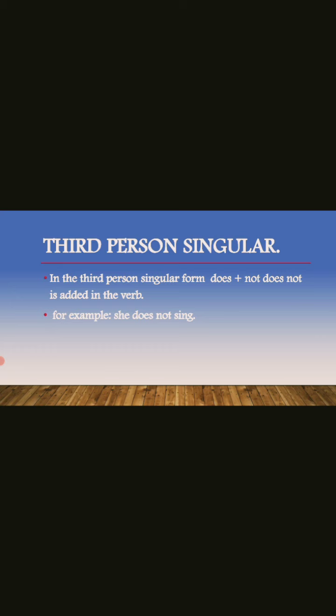Third person singular. So we have discussed in the previous slide about the first and the second person. Now in the negative sentences we will know about the third person singular. In the third person singular form, does not is added to the verb. For example, she does not sing, and we can shorten does not by doesn't.